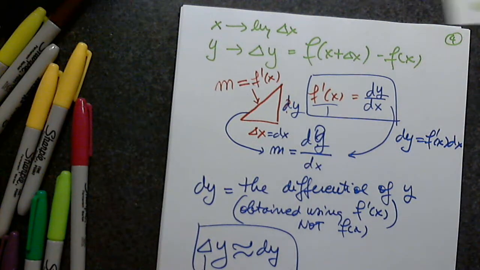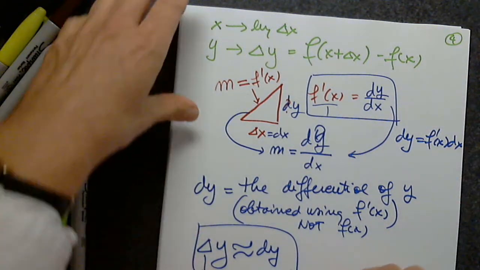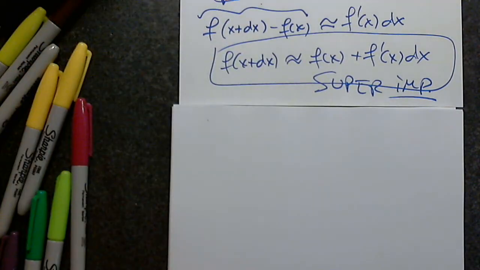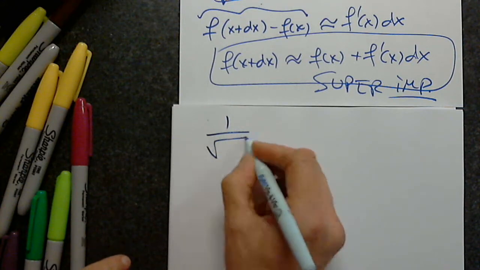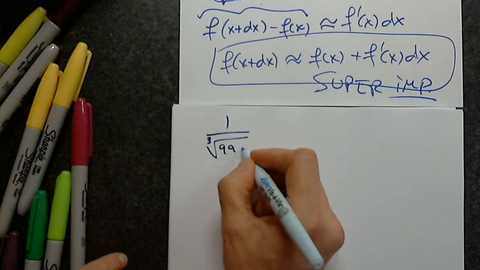So let me give you an example of what we do with this, and then we look at other things. So let's say we have 1 divided by the cube root of 999.